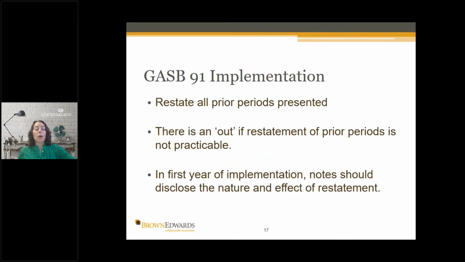So if you are going to have to do some implementation, you may be restating all prior periods presented. There's an out if restatement of prior periods is not practical. And in the first year of implementation, of course, notes should disclose the nature and effect of the statement. So no surprises there in terms of how you would handle the recording of an asset or liability on your books if needed. So I'll pause here and see if there are any questions related to GASB 91.